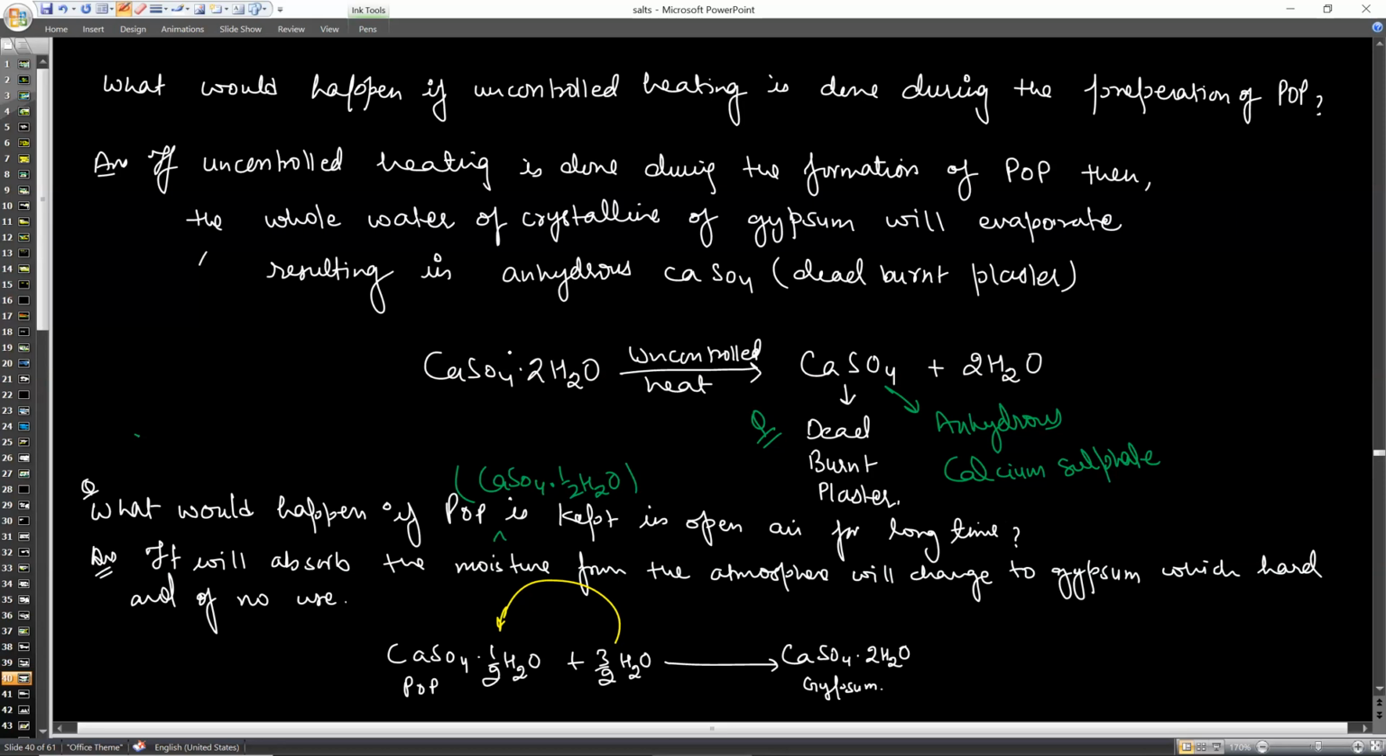So note it down. During uncontrolled heating, the whole water of crystallization of gypsum will be eliminated and it will become anhydrous calcium sulfate, which is known as dead burnt plaster. This 2H2O is called water of crystallization. If any salt is written like ZnSO4·7H2O, then this 7H2O is the water of crystallization. Na2CO3·10H2O, this 10H2O is water of crystallization.